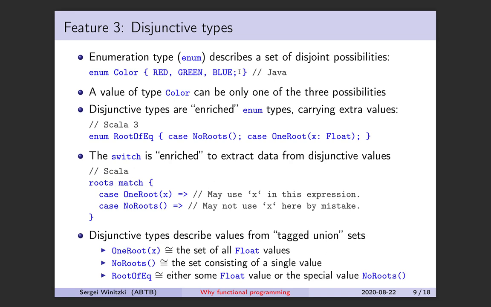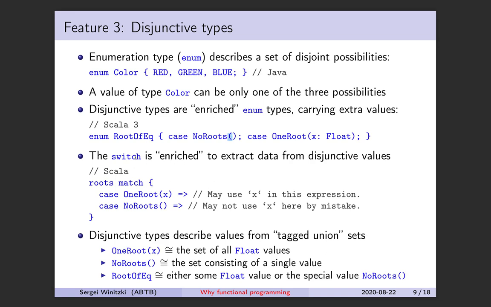So functional programming enriches this feature in that each possibility can additionally carry values of some types, extra values. Here's an example. I'm using the syntax of a future version of Scala 3, which will look like this. So it's very similar to Java, except that, well, you have these case words here. That's just syntax. But the important thing is that each of the cases could carry additional data. So this case carries no additional data, but this case carries a value of type float. So in this way, you can represent much more sophisticated data which can be either, for example, no roots or one root of an equation, say.